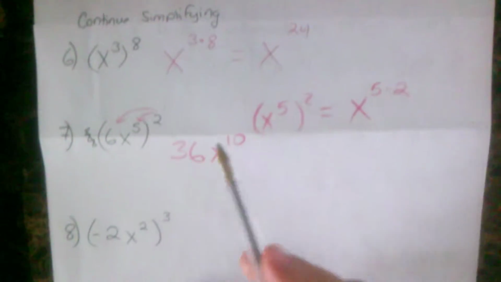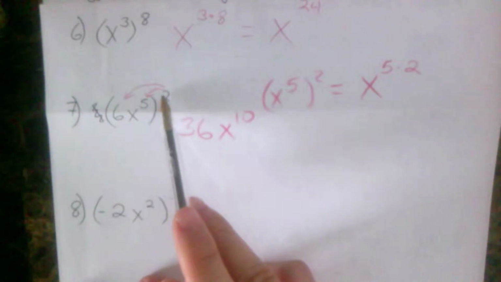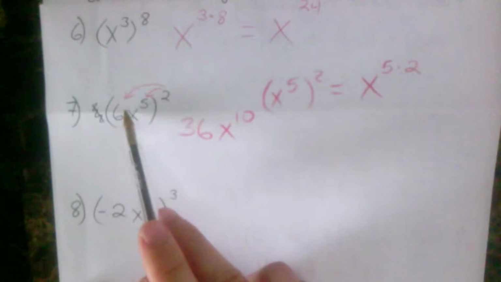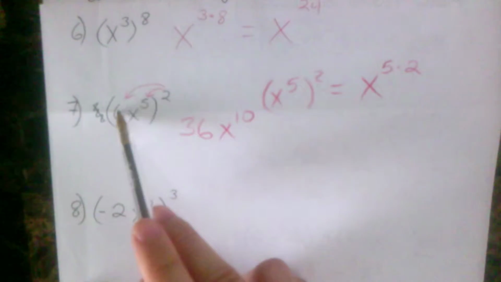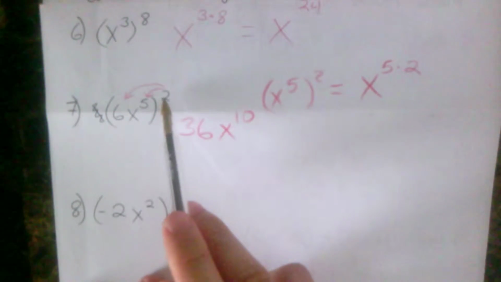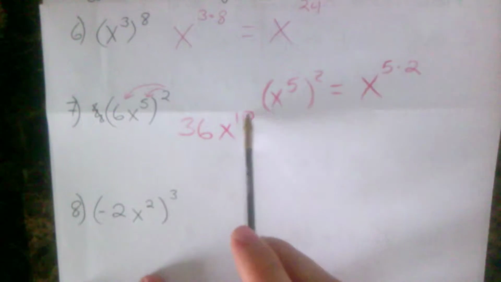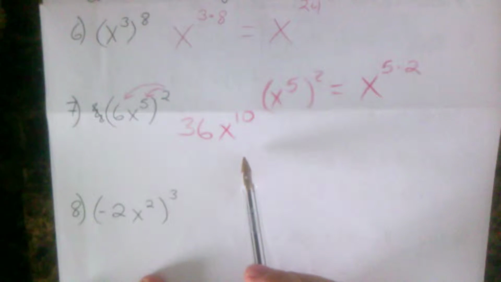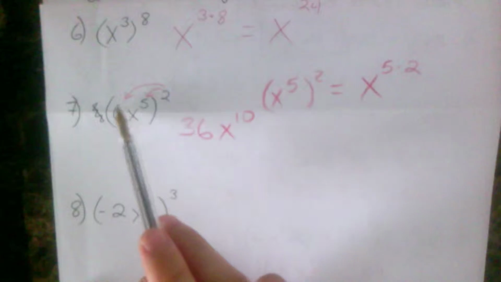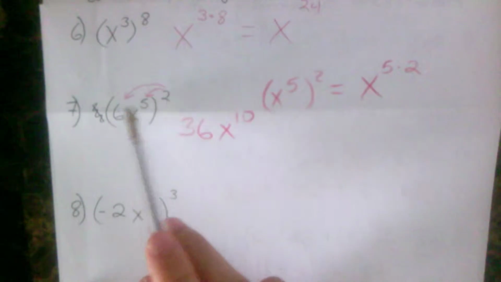If you have multiple parts to your value, don't forget to distribute that exponent. So that 2 goes to 6 as well. So 6 squared is 6 times 6, 36. And then x to the fifth to the second power, we just multiplied 2 times 5, which gives you x to the 10th. Just for the record, remember this is 6 squared, which is 6 times 6. It is not 6 times 2.